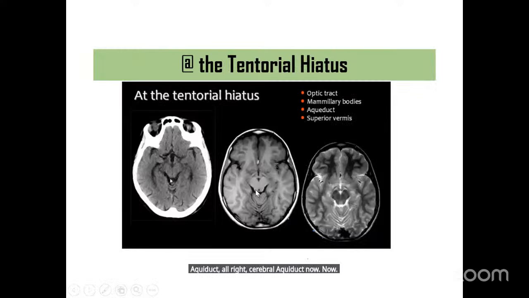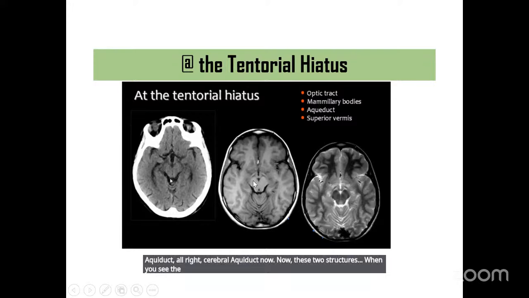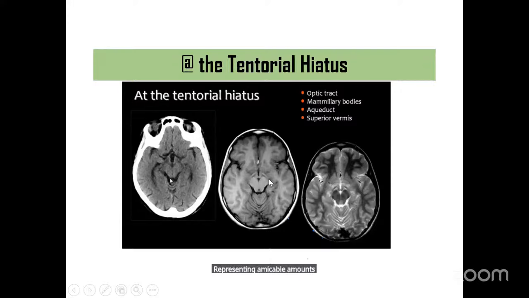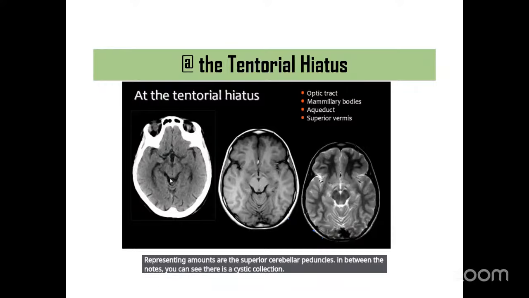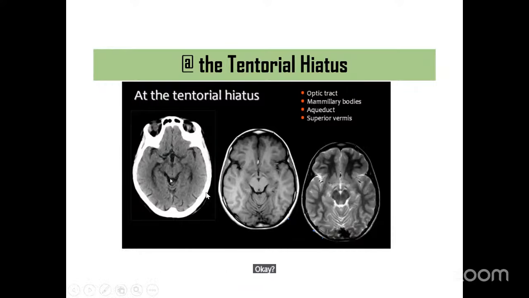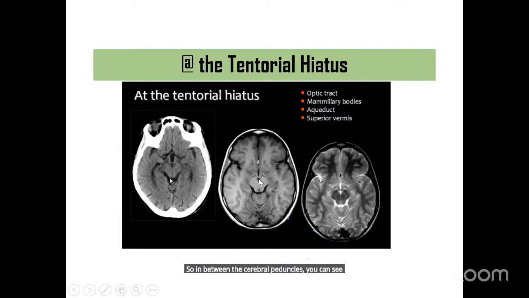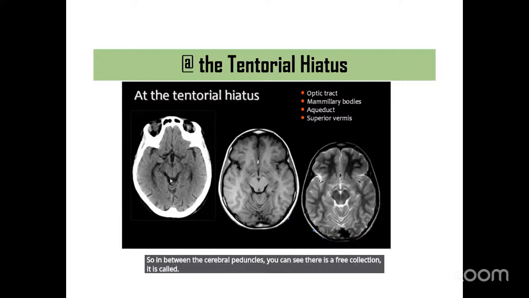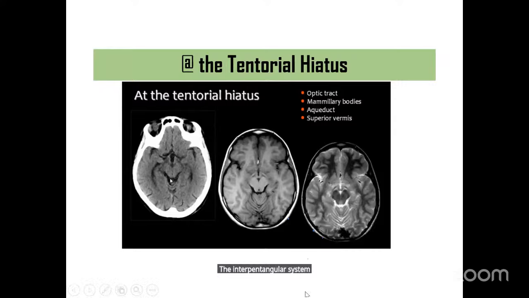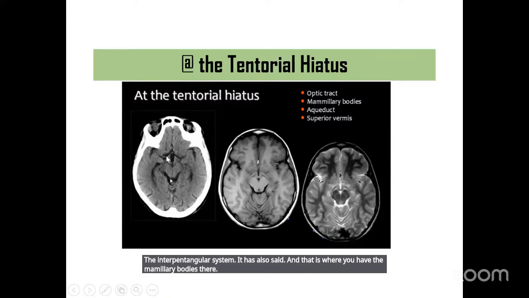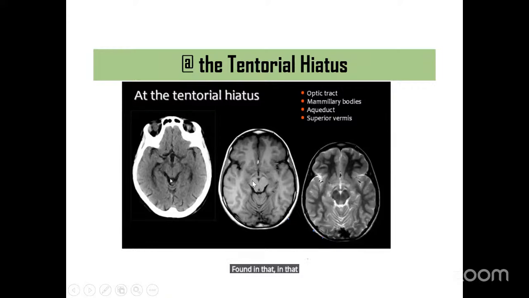Now these two structures, the extensions representing the ears of the Mickey Mouse, are the superior cerebellar peduncles. In between them, you can see there is a cystic collection, a fluid collection. It is called the interpeduncular cistern. And that is where you have the mammillary bodies. The mammillary bodies are found inside the interpeduncular cistern.